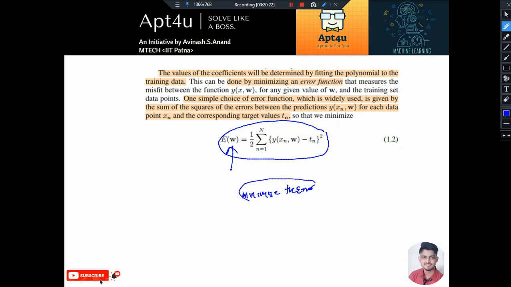what we need to do is adjust the values of the coefficients, right? So the model adjusts the value of the coefficients to come up with a curve which will very closely follow the pattern.